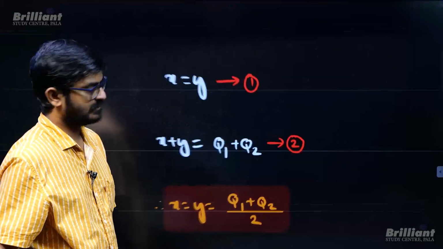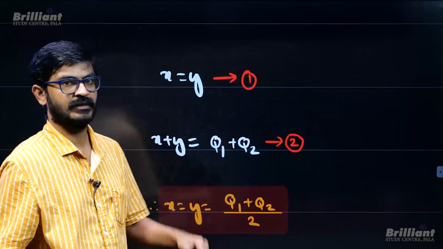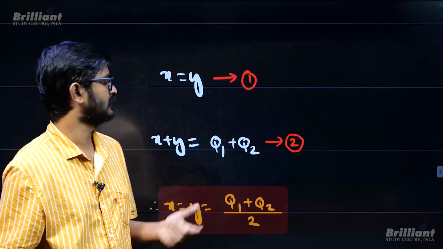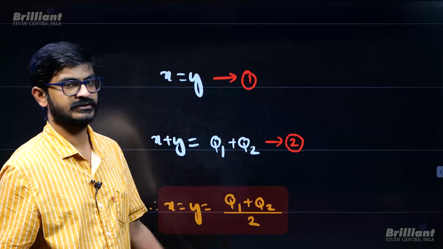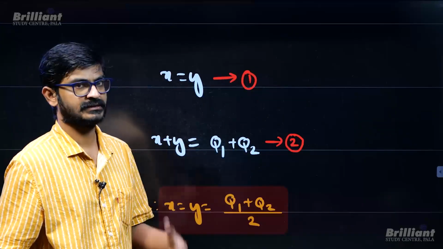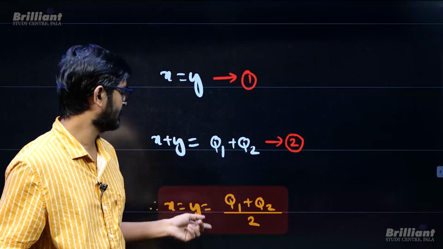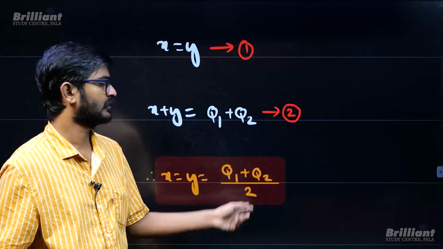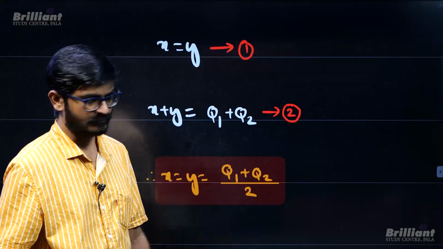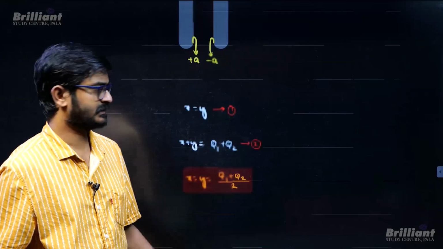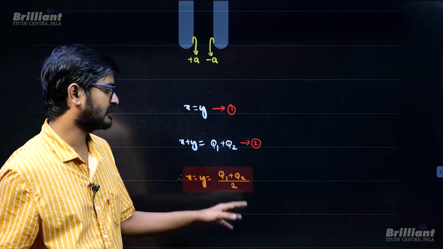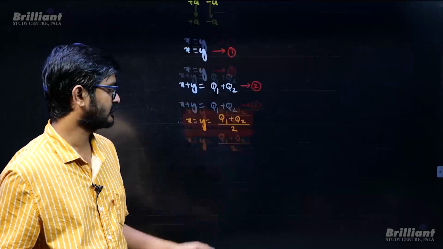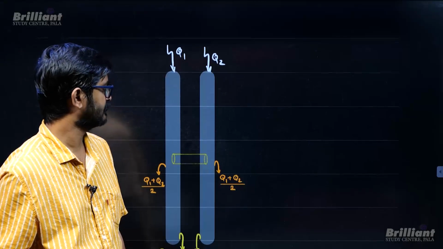So I understood X equals Y by making the field in the conductor 0. X plus Y equals Q1 plus Q2 by charge conservation. Now when you solve for this, you will get X equals Y equals (Q1 plus Q2) by 2. Right? Now that's kind of a general result, like outside charge will be half of the total charge. So anyway, we will be going for the general situation itself.